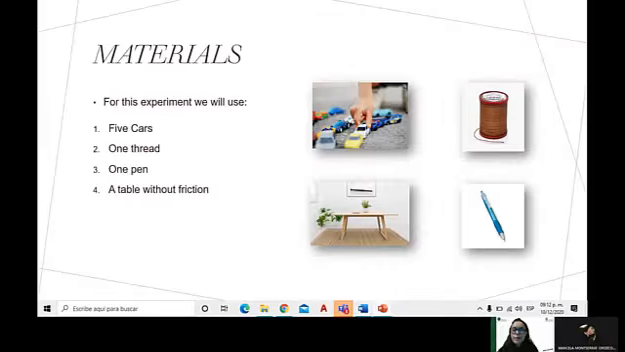The materials that we're going to use in this experiment are 5 toy cars, 1 thread, 1 pen, and 1 table without friction.